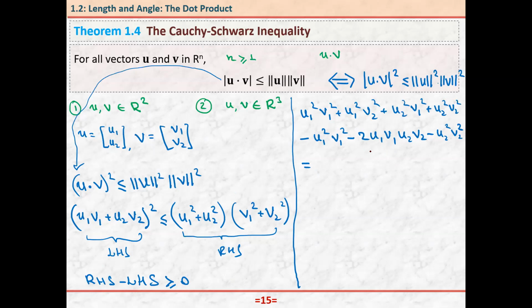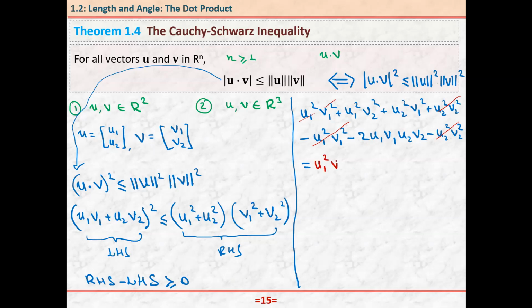Do we have u1 v1 squared here? Yes, we have u1 v1 squared minus u1 v1 squared, so these terms are gone. Similarly, we have u2 v2 squared minus u2 v2 squared, and these are gone too. So what is left here? Let me rewrite it.